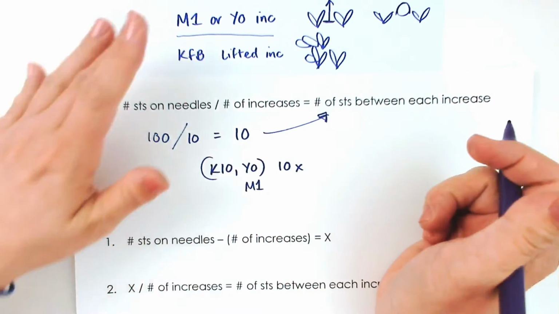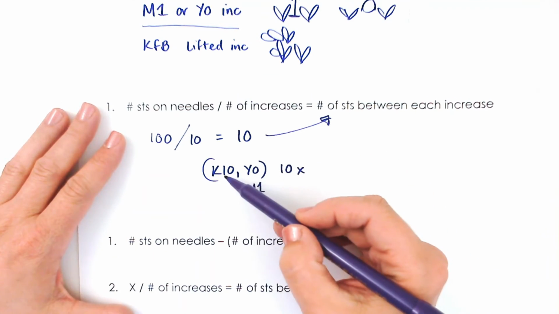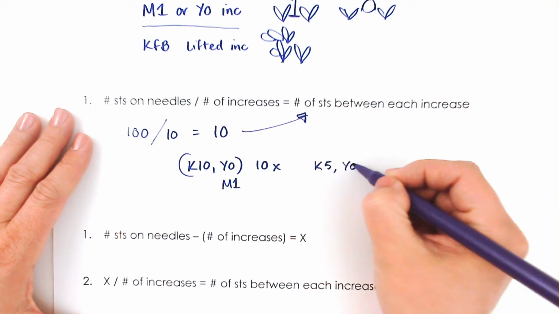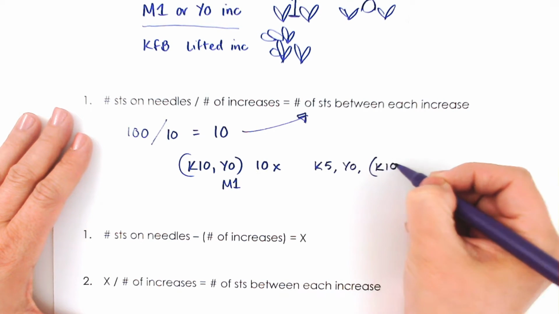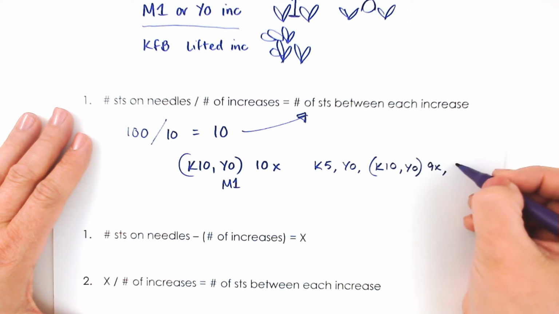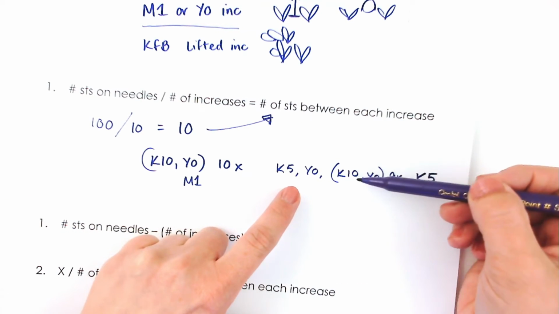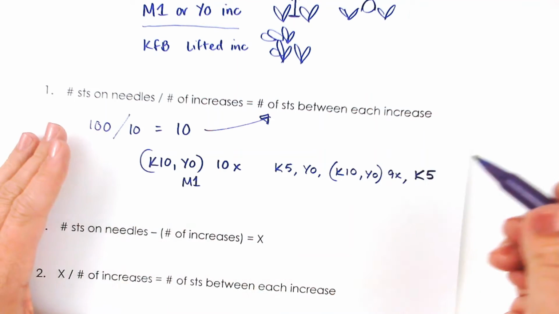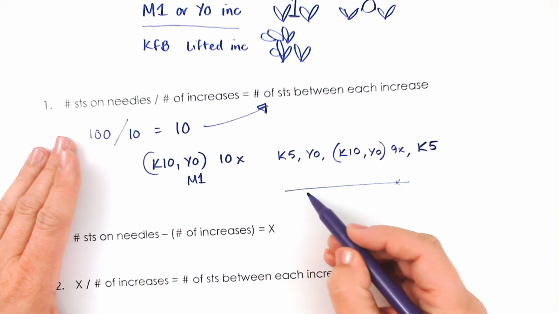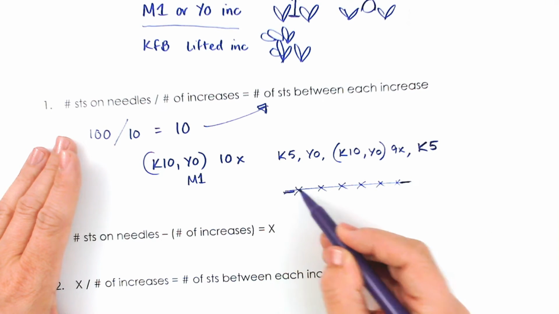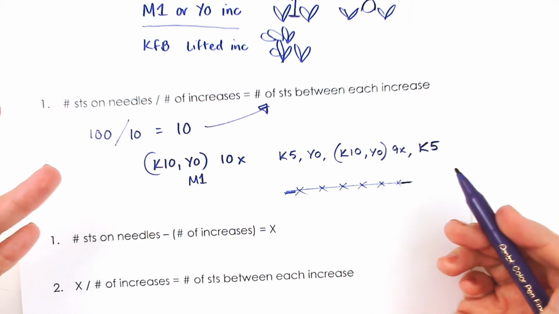Something to look out for, though, is that if you're doing a yarn over or a make one, you do need to be in between two stitches to work it. So you may want to shift your stitches over and work something like this: knit 5, yarn over, then knit 10, yarn over, and do that 9 times, and then knit your remaining 5 at the end. So you're splitting up one of your repetitions of 10, putting half at the beginning and half at the end, so that your increases are all in the center. Just something to think about.